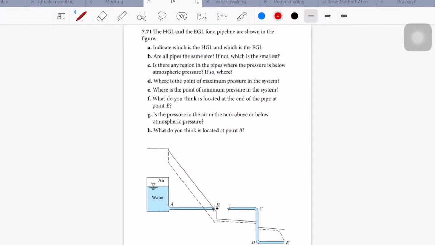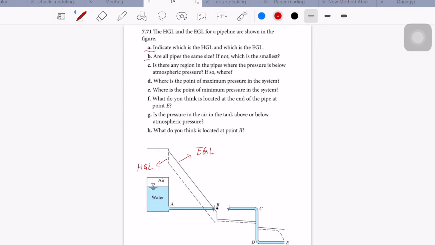For the third problem, A, we need to indicate which is the HGL and which is the EGL in this figure. And actually, the solid line is the EGL and the dashed line is the HGL, since the EGL is positioned above the HGL by definition. And B, are all pipes the same size? If not, which is the smallest?